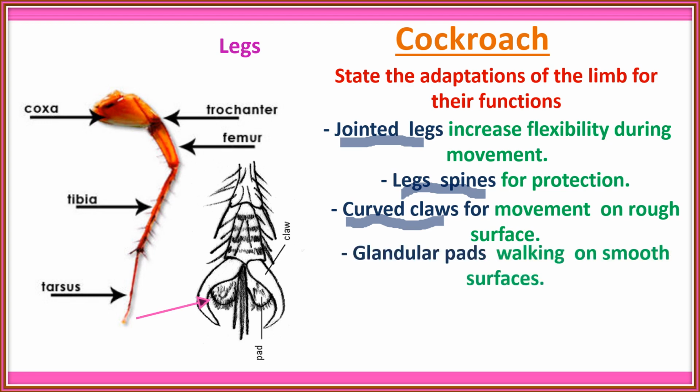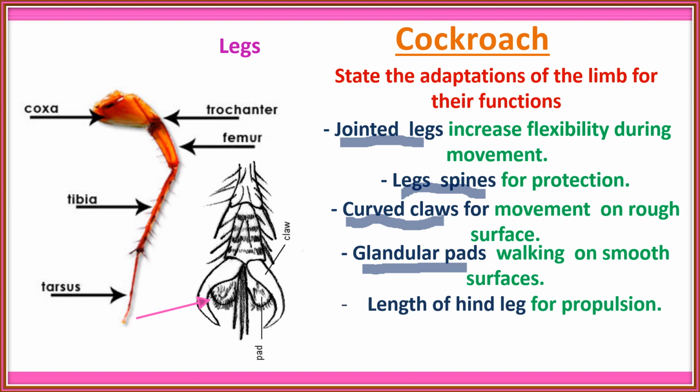Then they have also the glandular pads. The glandular pads are these ones that we are seeing in between the claws. Those are for walking on smooth surfaces. When the insect is walking on a smooth surface, it secretes certain substances that help it to hold onto the surface.